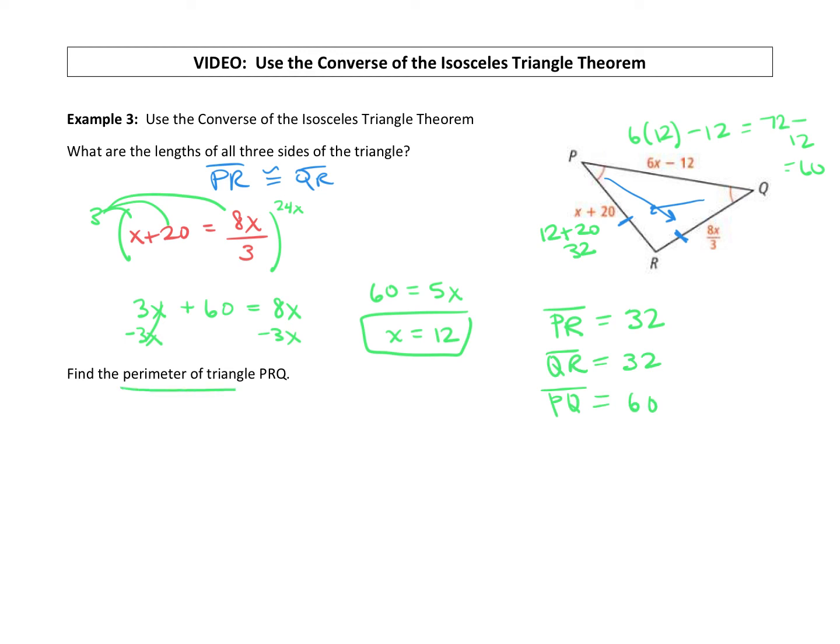Second or follow-up question, find the perimeter of triangle PRQ. Well, we just figured out all 3 sides. So the perimeter is going to be equal to the sum of those. So let's just add up our 3 sides. 32 plus 32 plus 60. 32 plus 32 is 64. 64 plus 60 is 124. And I'm looking for a label. I don't see one, so I'll just say 124 units for our perimeter.